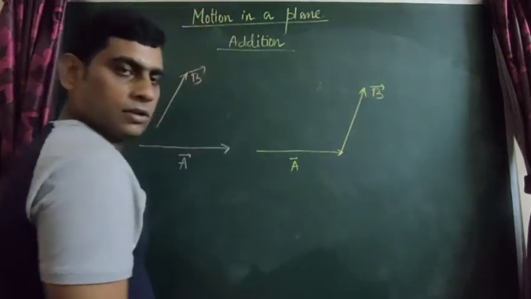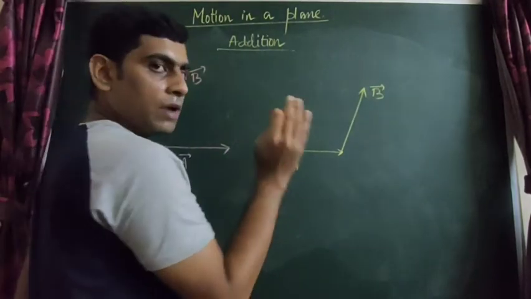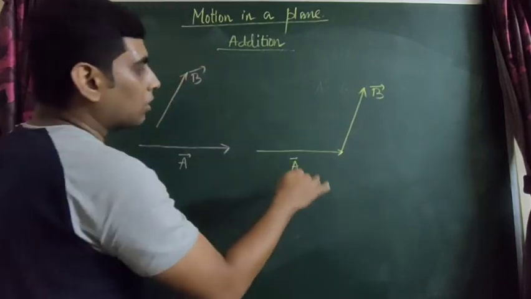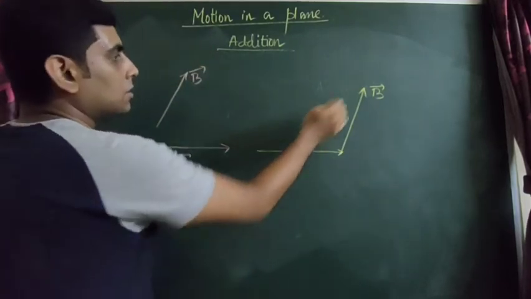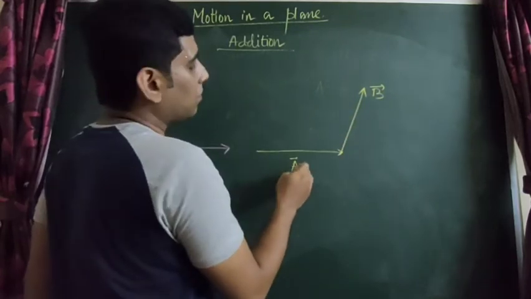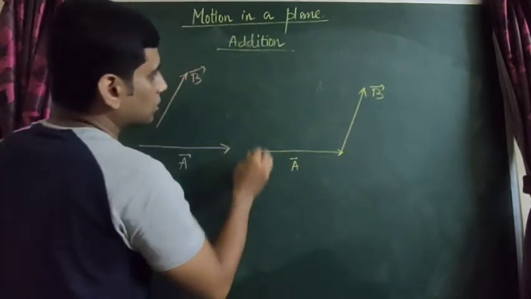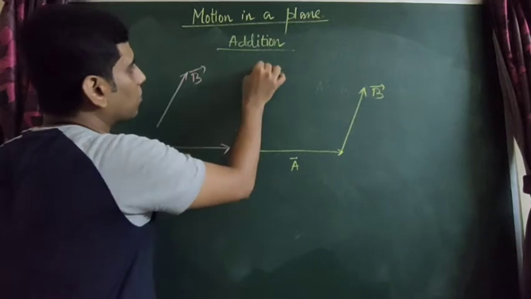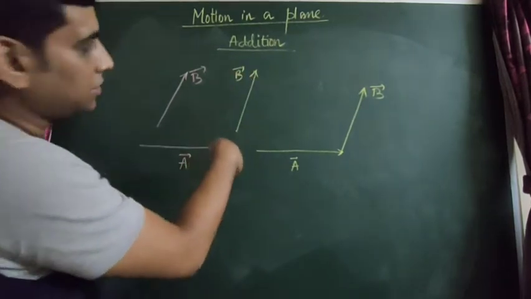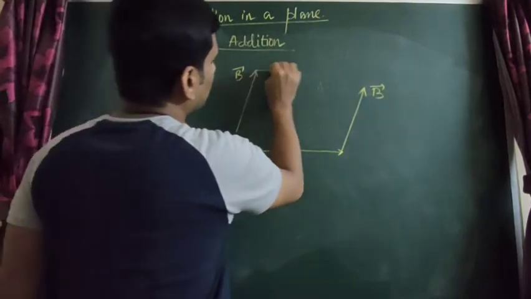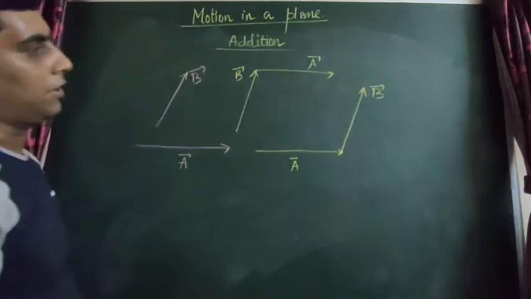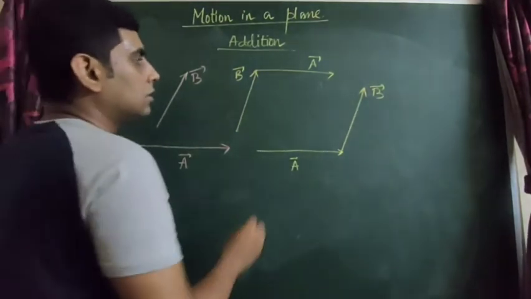Okay? So if you want to add A with B, you have to draw like this. Or if you want to add B with A, the diagram will be like this. First you have to draw B. I am not changing the direction, you have to see this. With that, you have to draw A here, where B ends. From that you have to draw A. Clear?